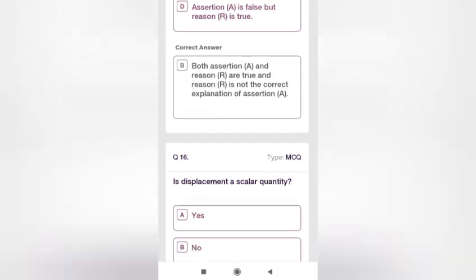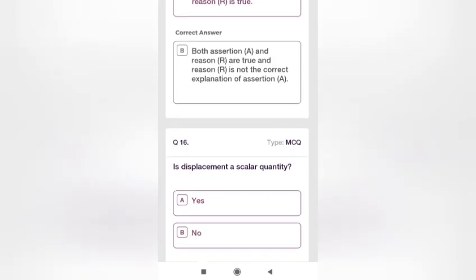Okay, so now, is displacement a scalar quantity? Displacement has a specific direction, so therefore it is not a scalar quantity. So no.